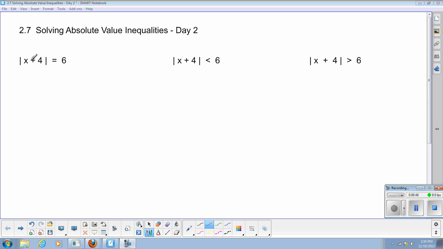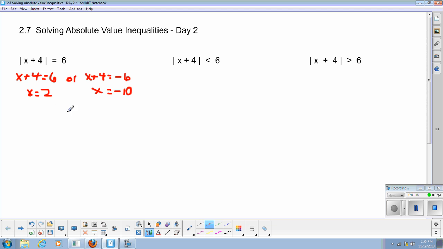First one, absolute value of x plus 4 equals 6. So we'll have 2 equations. X plus 4 can be positive 6, or x plus 4 can equal negative 6. If I solve that, I subtract 4 from both sides and get x equals 2, and subtract 4 from both sides and get x equals negative 10.